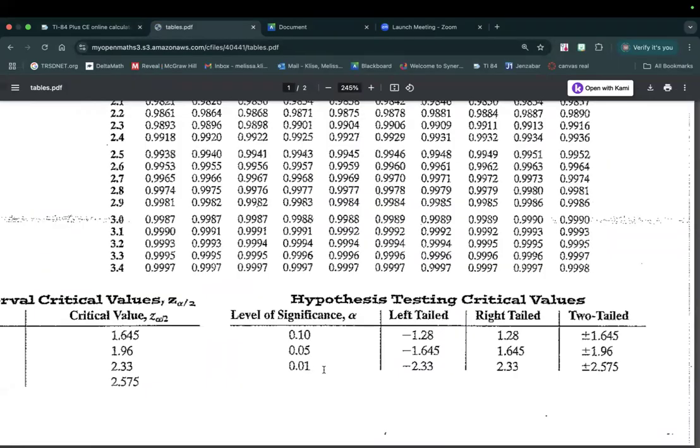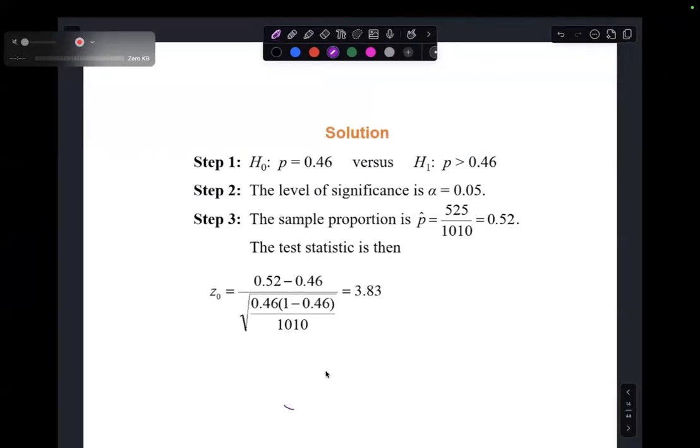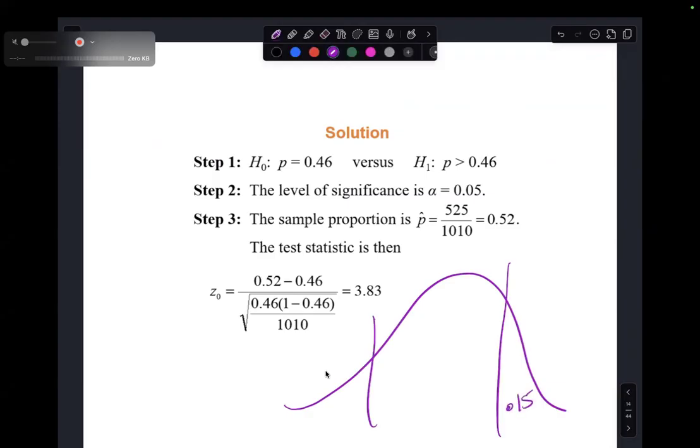So it really depends on if you're right-tailed, left-tailed, or two-tailed. But for right-tailed and left-tailed, I just remember that left-tailed is always negative and right-tailed is always positive. So let's say we have a really weird one, 0.15. If it is right-tailed, I'm going to have 0.15, or 15%.